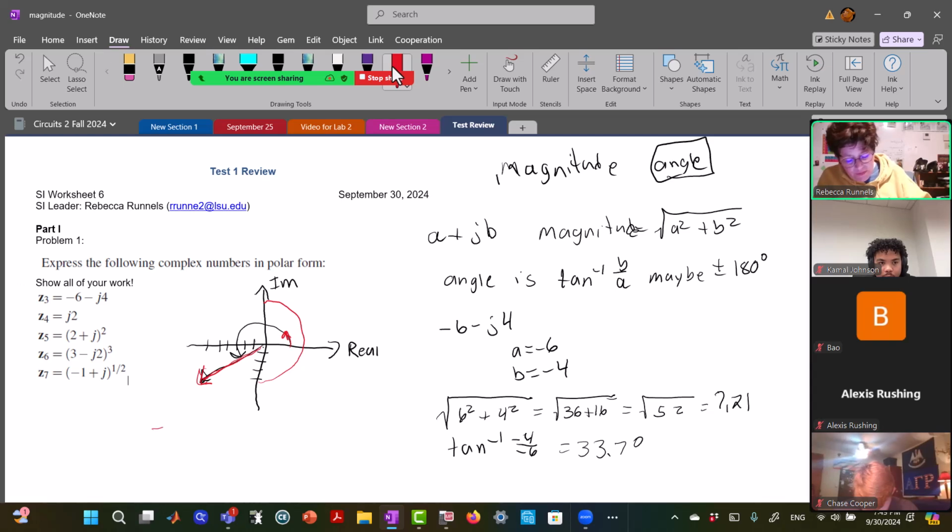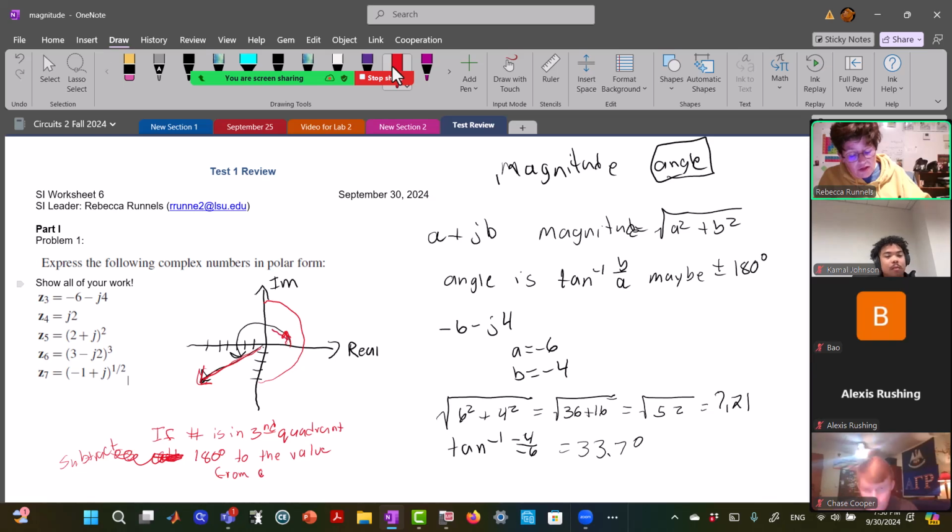And if your number is in the third quadrant, then you will add 180 degrees to the value from the calculator. I'm sorry, I lied. You're not. You're going to subtract. Okay, hold on. I'm really tired, and so I made a mistake.